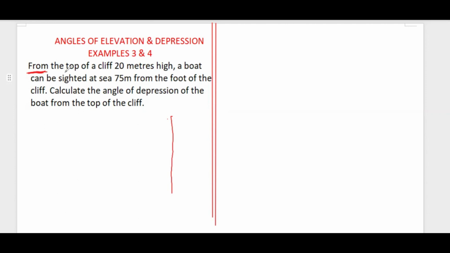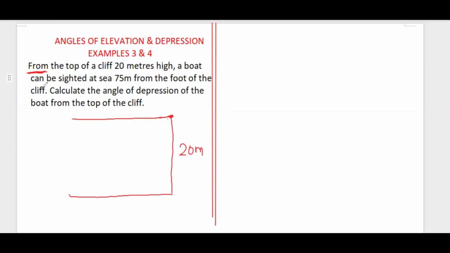They say from the top. That means this is the top of the cliff. So when the person has not viewed anything, this is the high level of the viewer. So the cliff is, of course, 20 meters above the horizontal ground. This is the horizontal ground.